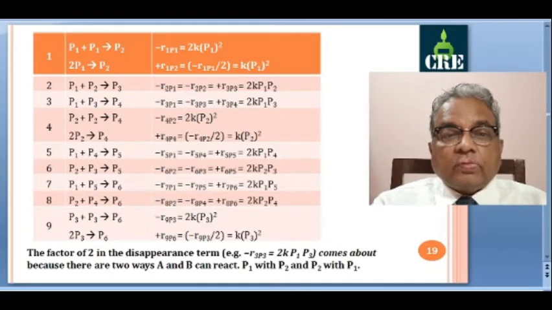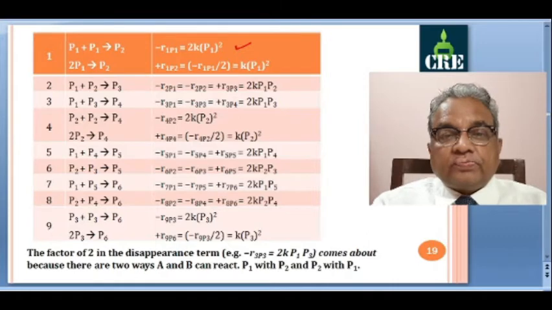So here, first reaction, plus R1P2, rate of formation of P2. This is half the rate of disappearance of P1. So minus R1P1, and that is K into P1 square, the concentration of P1 squared. If I want to write in terms of rate of disappearance of P1, I will have to write it as twice K P1 square. So this you have to keep in mind.